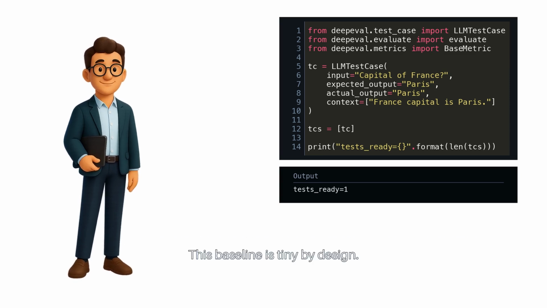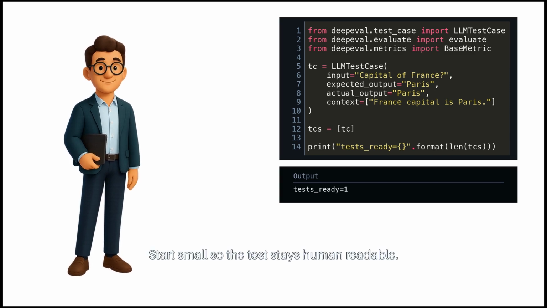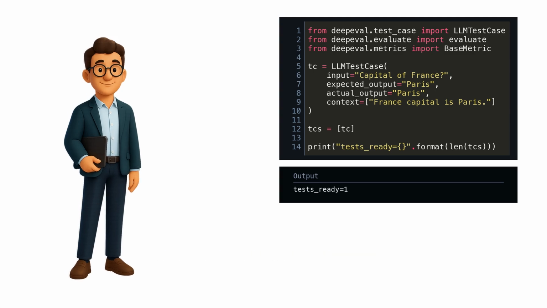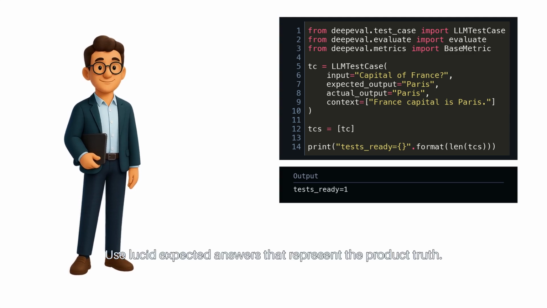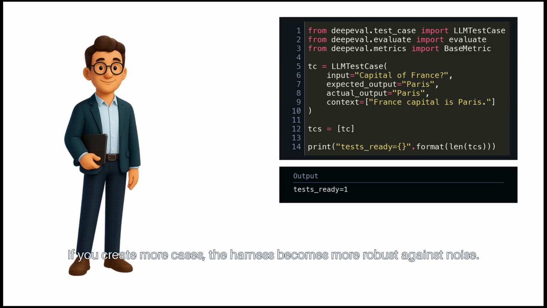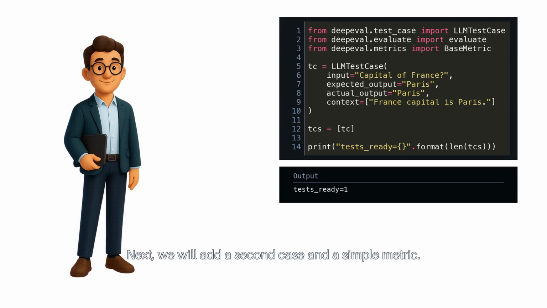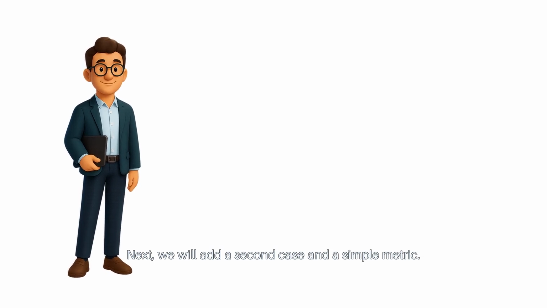This baseline is tiny by design. Start small so the test stays human readable. Use lucid expected answers that represent the product truth. If you create more cases, the harness becomes more robust against noise. Next, we will add a second case and a simple metric.